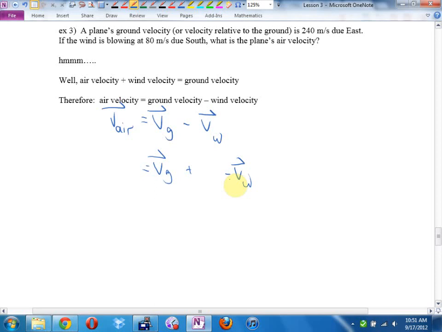Courtney, what is the ground velocity, magnitude and direction, please, from the question? You know what? I've turned the page. I'm going to put a compass rose here. 240 east? Yoink. 240. Plus. Courtney, what's the wind direction originally? The direction only? What's negative wind? What's negative south? And what's the magnitude?